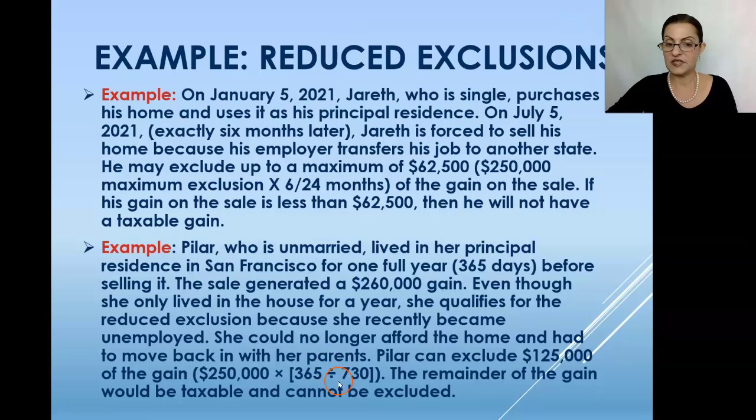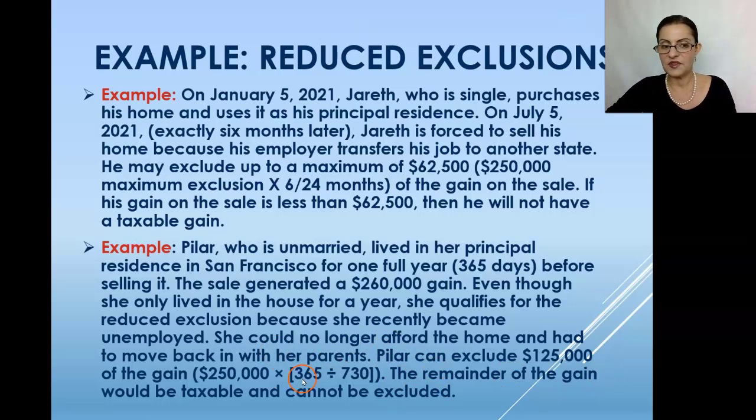And so this is how the fraction works, because 730 days is 2 years exactly. It's 365 multiplied by 2. And just realize on the exam, if they give you months, if they tell you, oh, they lived in the house for 8 months or 9 months, then you do the fraction like this. And if they tell you days, then you're going to do the fraction like this. Okay? And when it's a reduced exclusion, you always multiply it by the maximum exclusion amount. So for a single filer, an unmarried person, it's always going to be 250,000. And for a married couple, it's 500,000. Okay, assuming that they meet the tests.